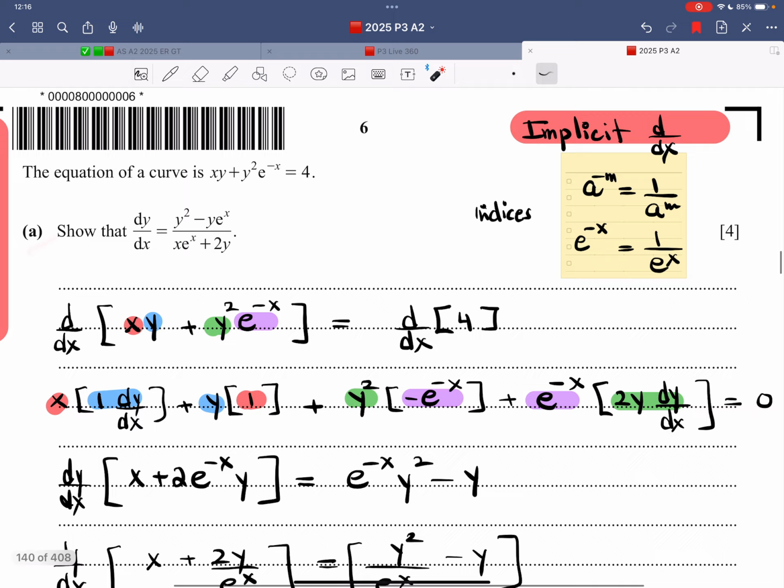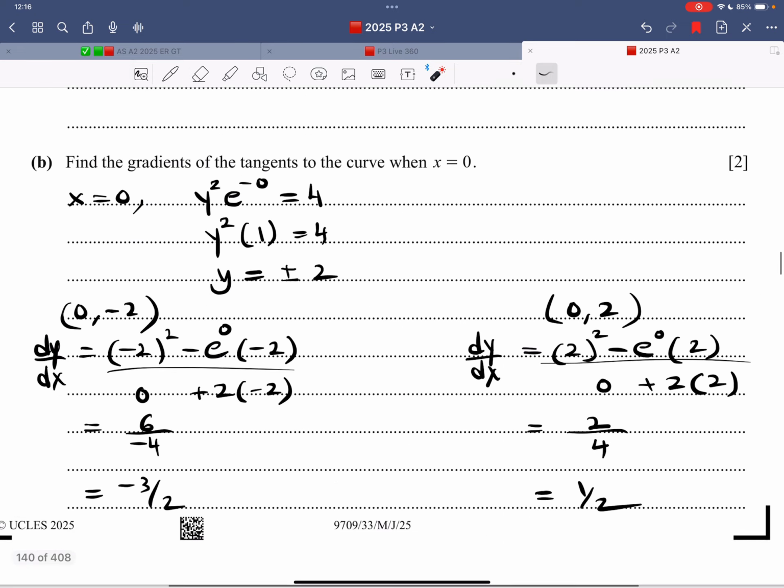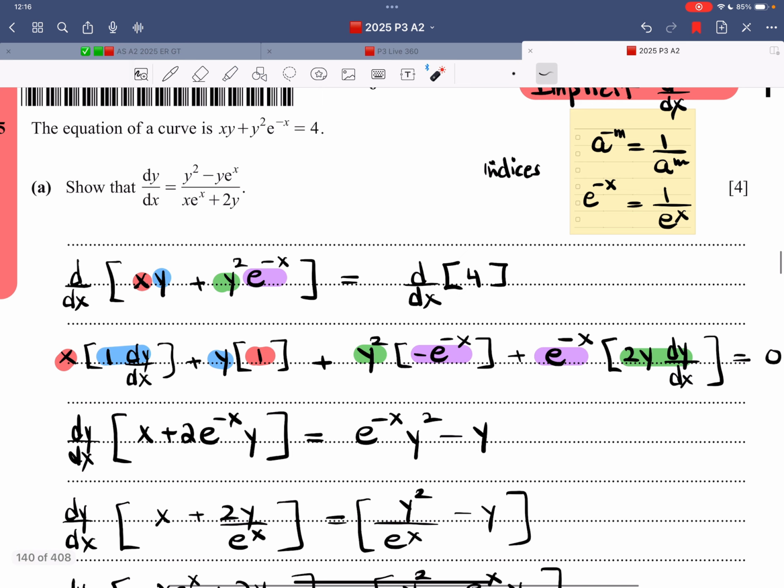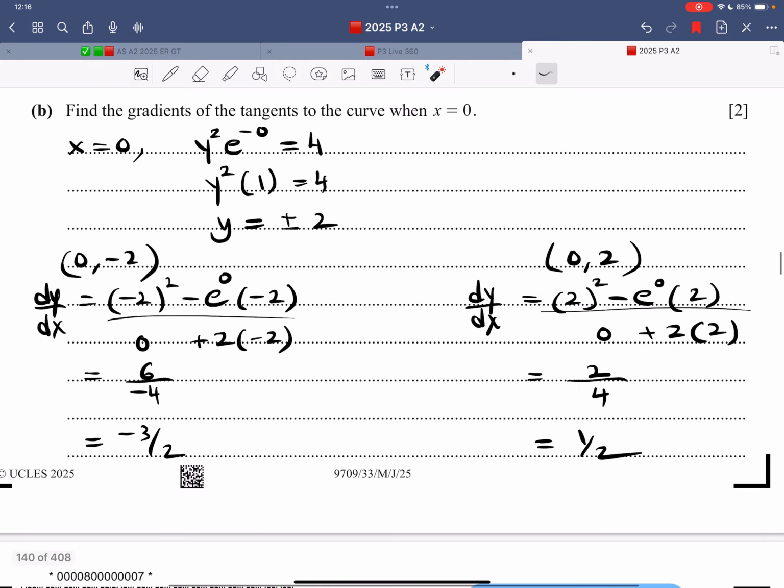This is part A. Read the question carefully, 4 marks. The next one. Find the gradients of the tangents to the curve when x is 0. When x is 0, put in the curve equation. So therefore, this thing will become 0. E raised to power of 0 is 1. So y square is 4. Therefore, y is plus minus 2. So we have y equals negative 2. We have y equals positive 2.